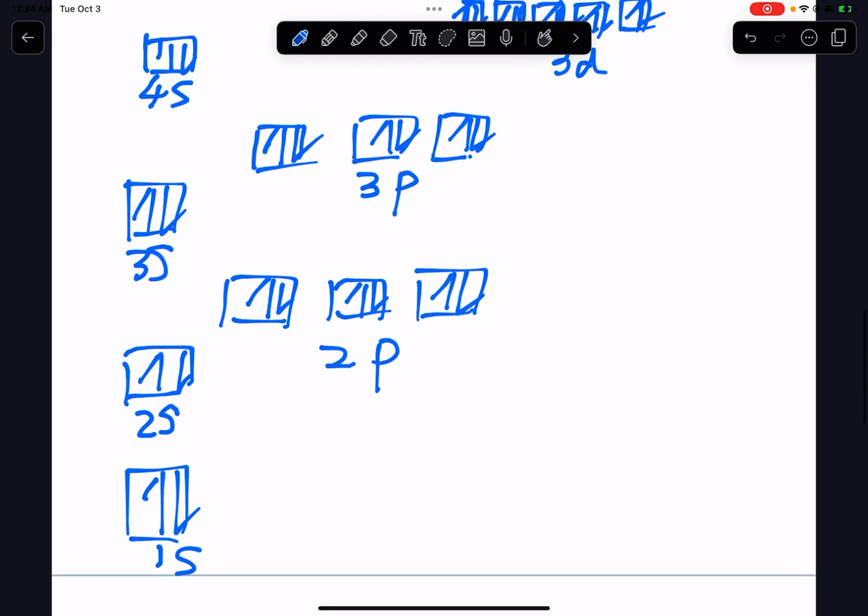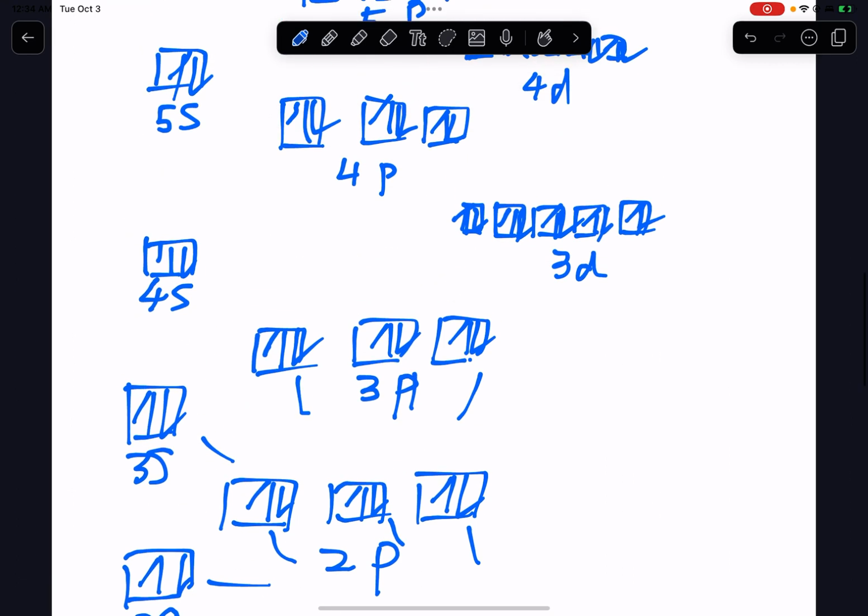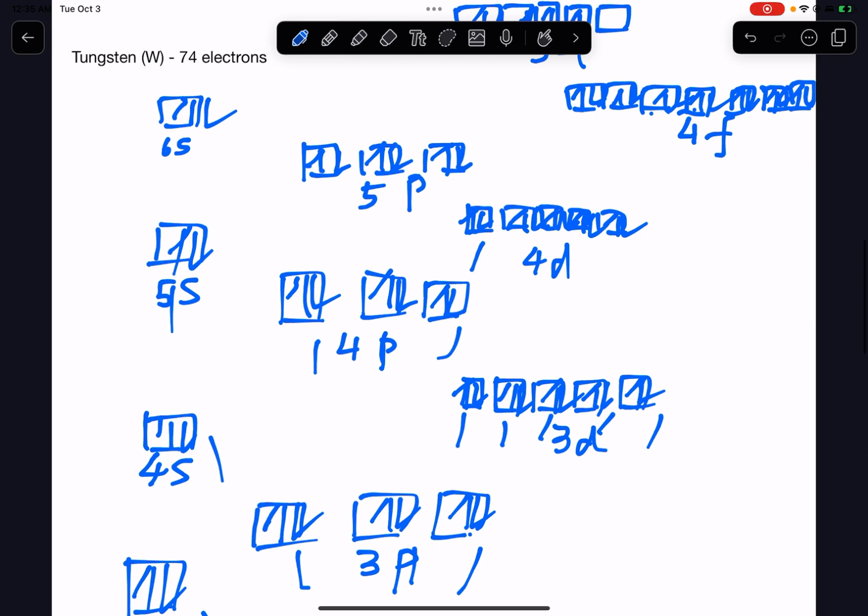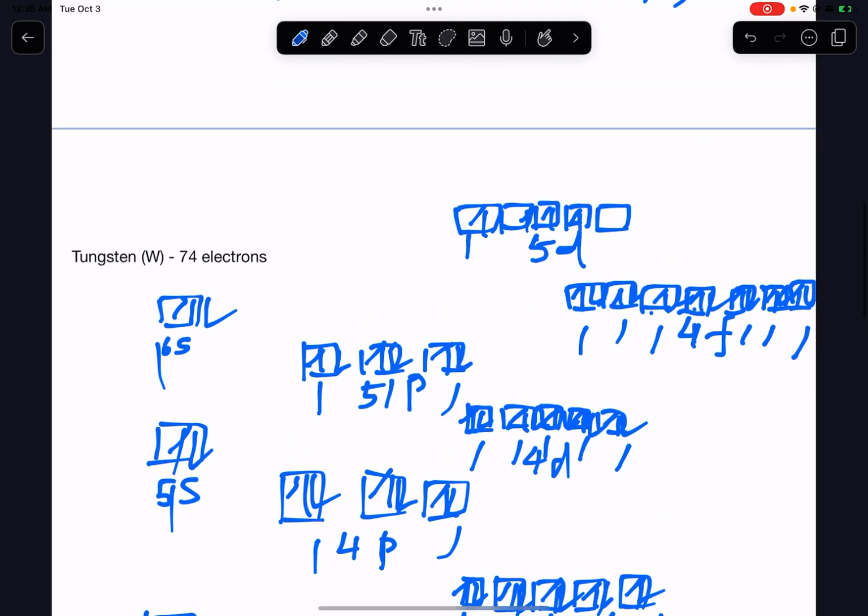Now we're going to count if we got it right or not. So this is 2, 4, 6, 8, 10. 2, 4, 6, 8, 10, and so on through the remaining subshells, then 1, 2, 3, 4. So 74 electrons in total for tungsten.